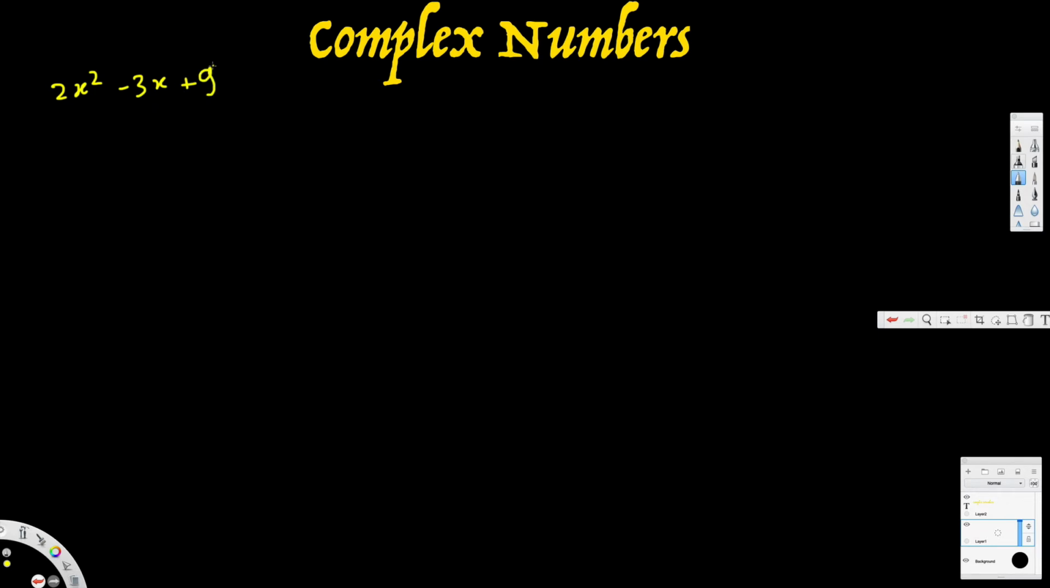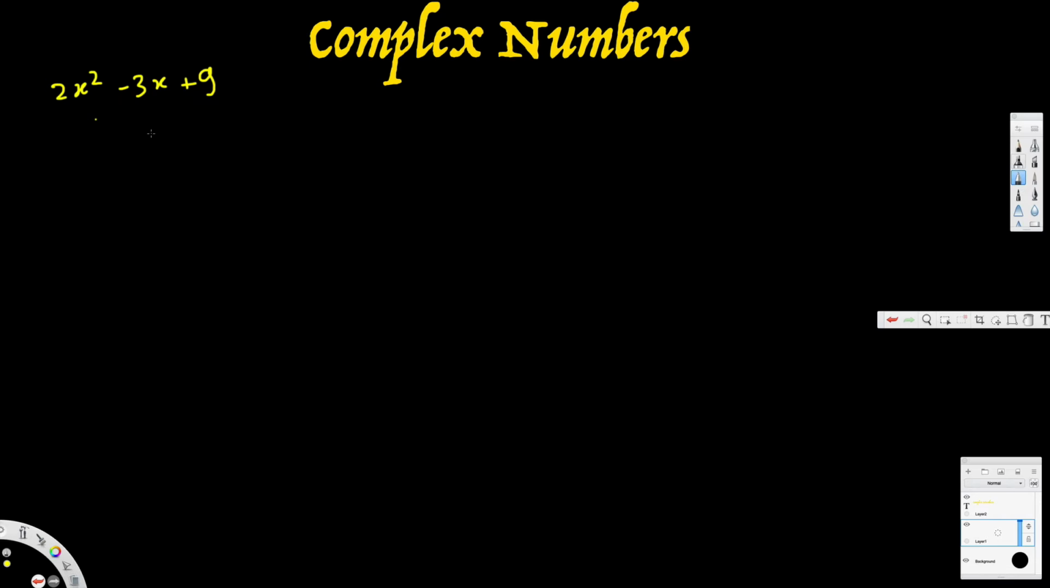Again, 2 times 9 is 18. If you look, no pair of factors of 18 adds up to -3. You can try different numbers, but none will give us -3 when you add them. So factoring is not possible. This is not a perfect square, so we have to use the quadratic formula.